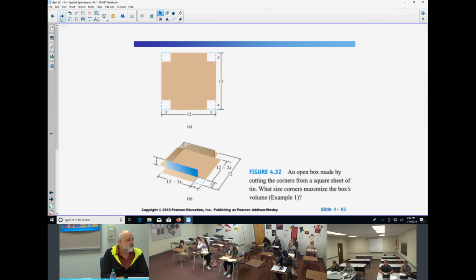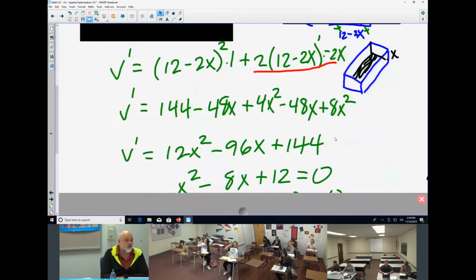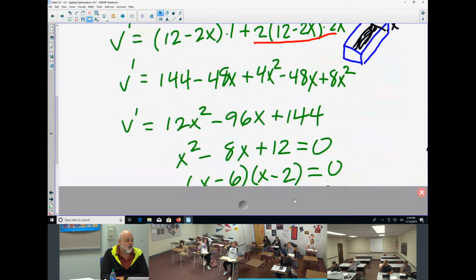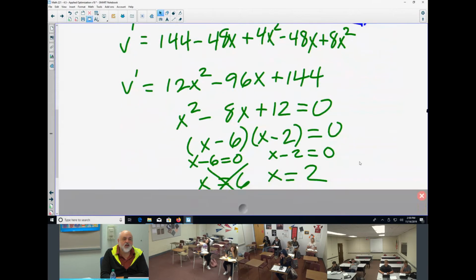All right. So, Jordan, your other answer was 2? Is that what you said? Yes, 2. Okay. So then if x is 2, then what are the dimensions of the box? Okay. So everybody figure out the dimensions of the box now. If x is 2.